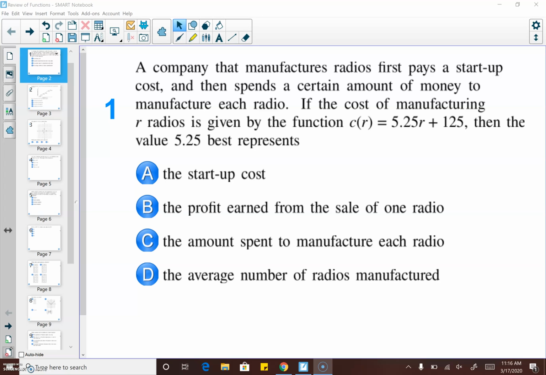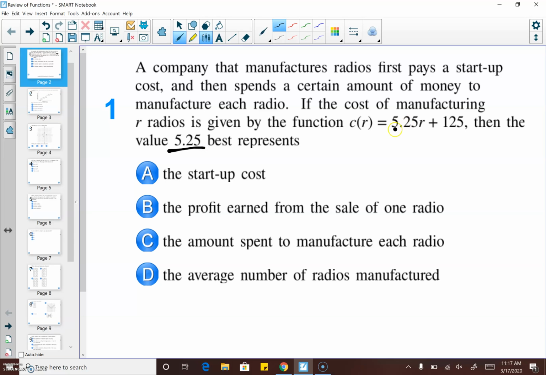So the first one says a company that manufactures radios first pays a startup cost and then spends a certain amount to manufacture each radio. If the cost of manufacturing R radios is given by the function C of R equals 5.25R plus 125, then the 5.25 best represents what? Well, everything here is being related back to cost.